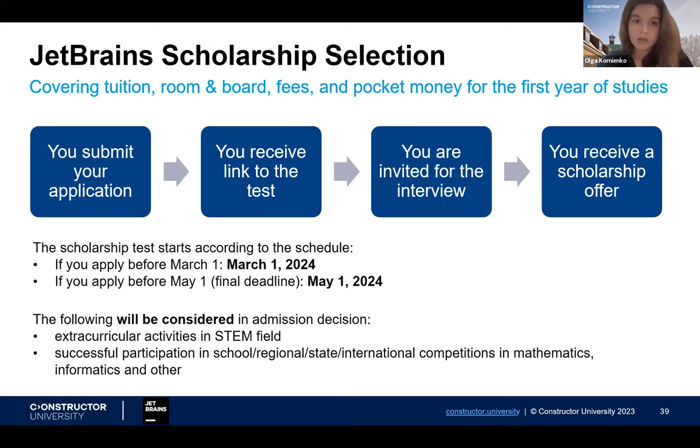Everyone who applies for the program, Bachelor in Software, Data and Technology, will have the opportunity to go through these stages if you apply by May 1st. So this is very important information. Everyone who applied to the program before March 1st will get a link to the test on the 1st of March. You will have 7 days to solve the test. It will be with programming and math tasks, and we'll have more details about the test.